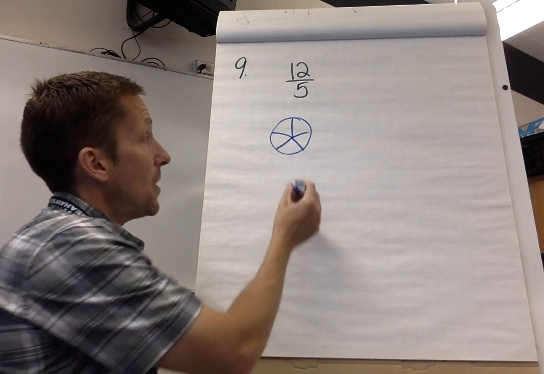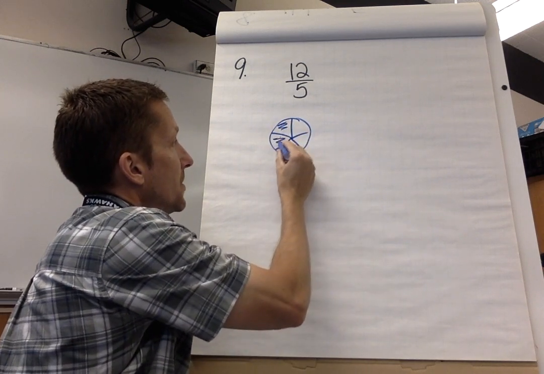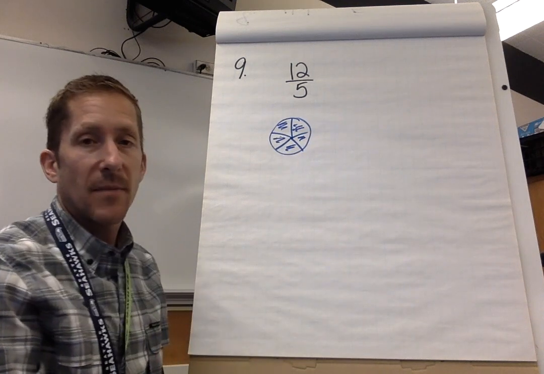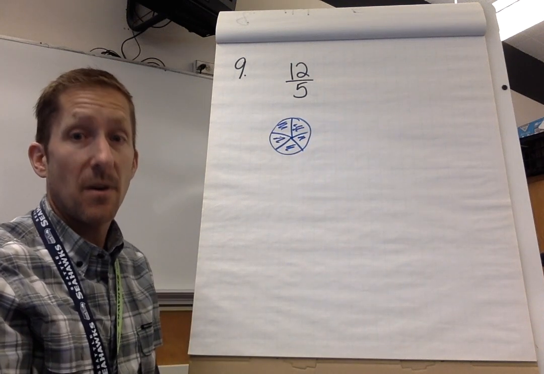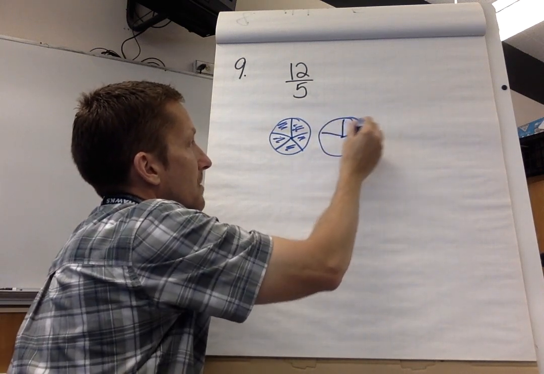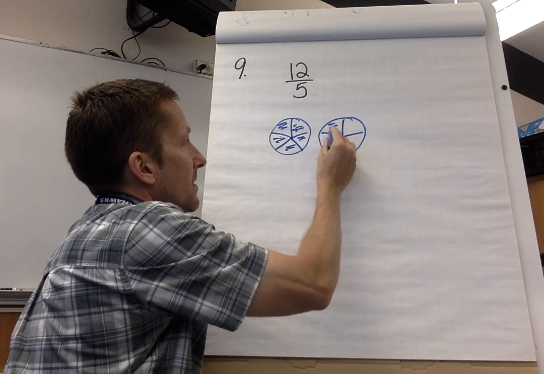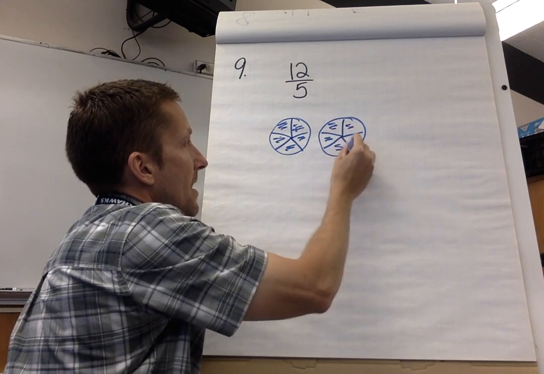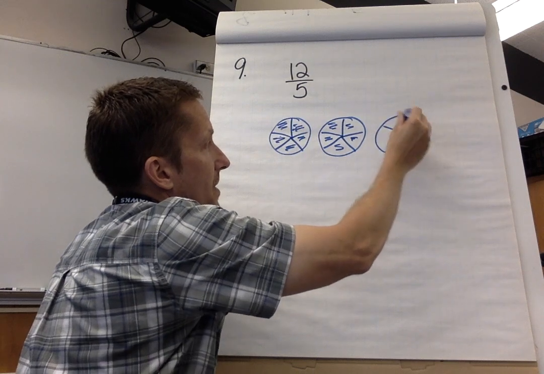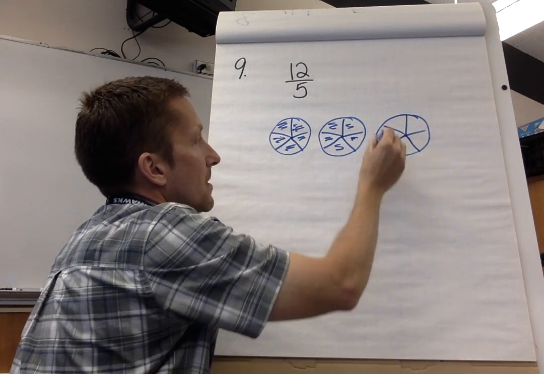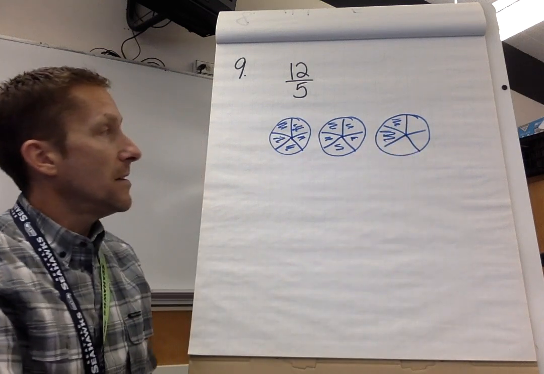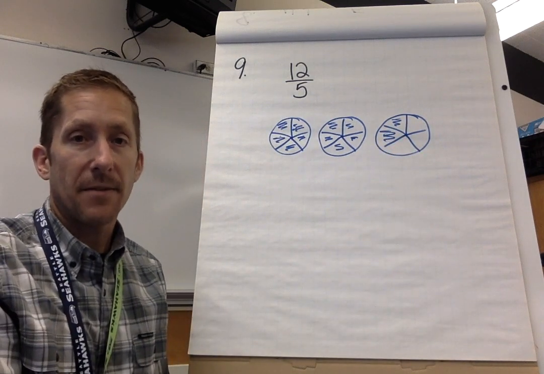Well, I need to shade in 12. So 1, 2, 3, 4, 5. I can't shade in anymore, so what do I do? Make a new pizza. 6, 7, 8, 9, 10. Make another one. 11, 12. There's my picture for 12/5.